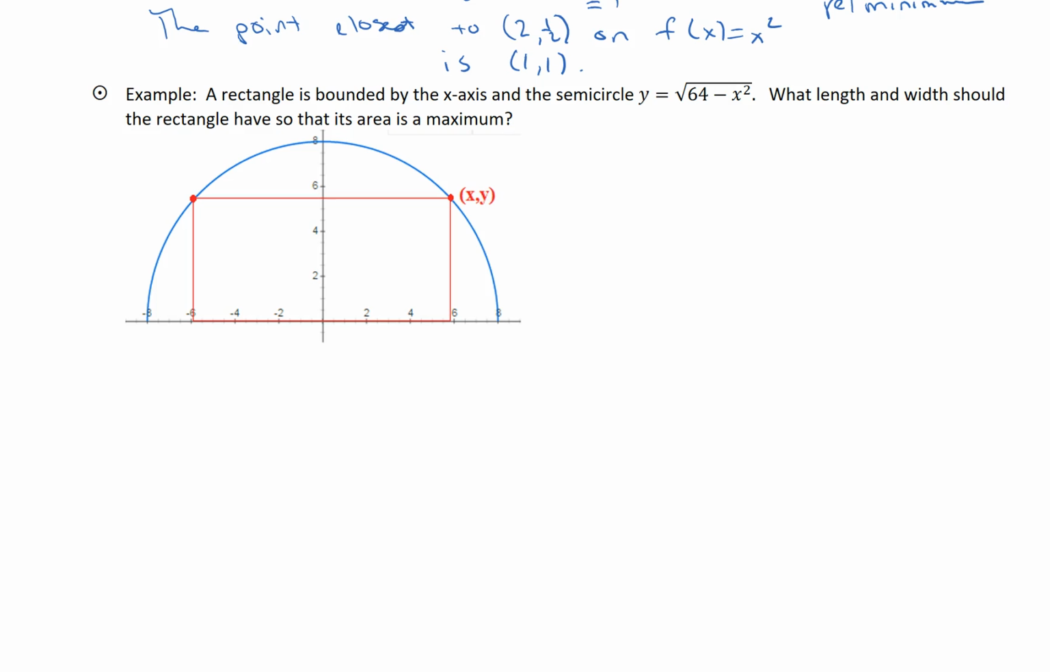This is another example of something you might see. We have a rectangle that's bounded by the x-axis and the semicircle y equals the square root of 64 minus x squared. What length and width should the rectangle have so that its area is a maximum?